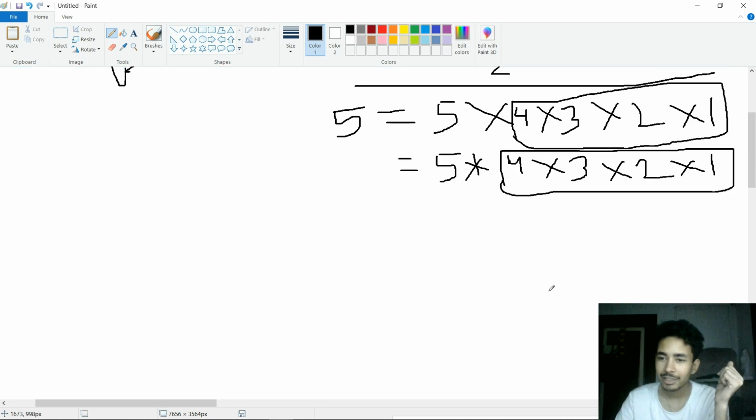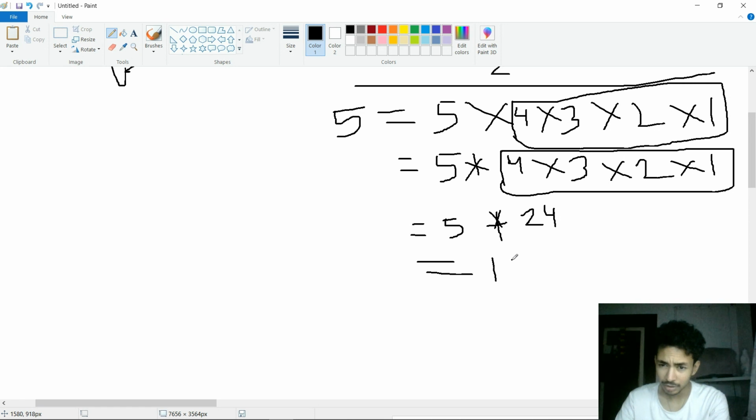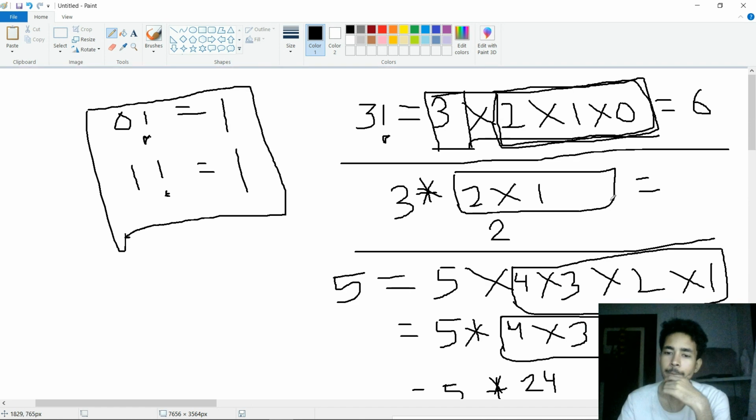So basically we are finding the answer here. 1 into 2 is 2, 2 threes are 6, 6 fours are 24. So it is 24, multiplied by 5, which is 120. So this is the answer.